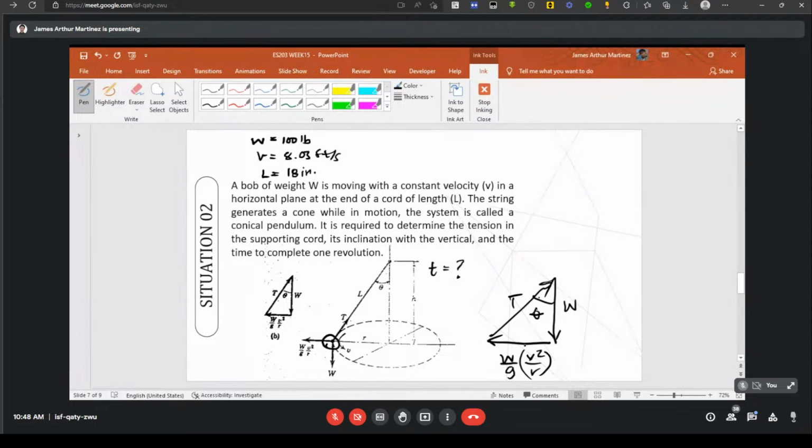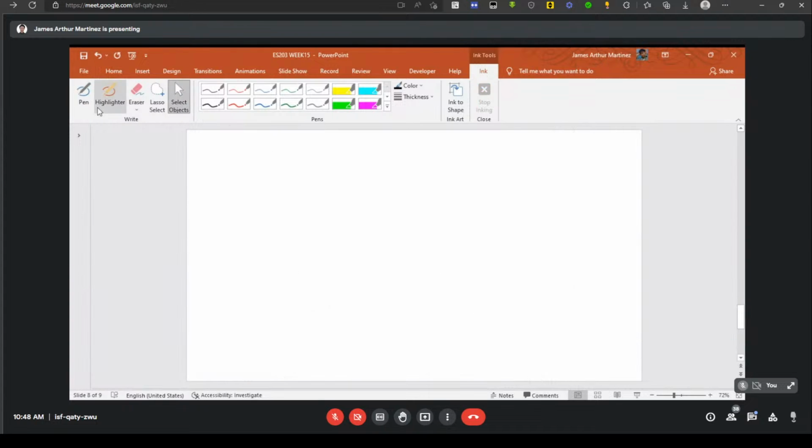Opposite and adjacent with respect to the angle of inclination means we will use the tangent function. So, tangent theta is equal to the opposite of your angle, which is the weight over gravity times v squared over r, all over the adjacent, which is W.